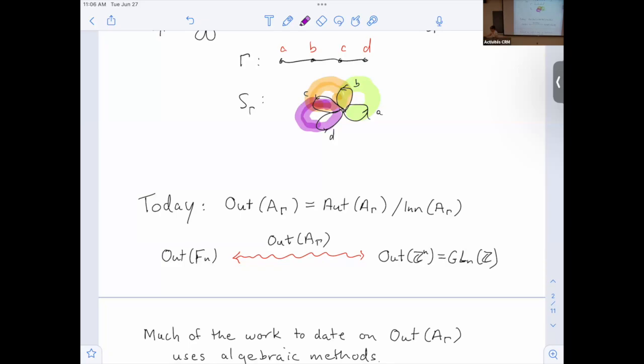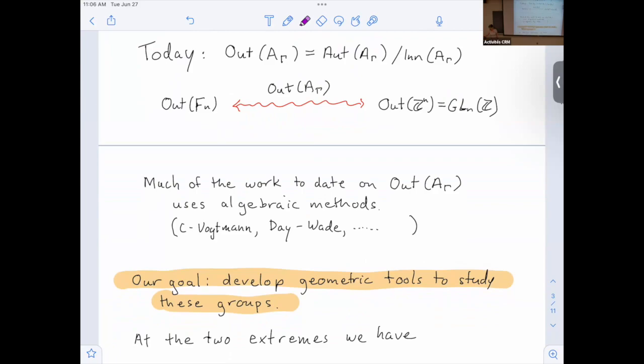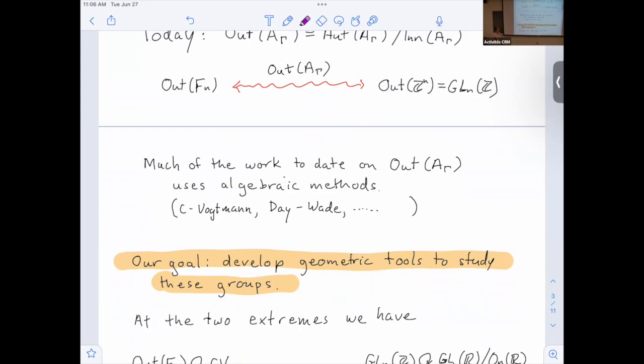I've been working on this off and on for a lot of years. Much of the work at the beginning was done using algebraic methods. We were able to show that certain subgroups were preserved and we got projections from Out of our original group onto Out of something smaller. And we showed that those projections satisfied the properties. It was all algebraic analysis, and we were able to prove a fair amount using these methods. I have several papers with Karen Vogtmann on this, and also Day and Wade did some beautiful work on this, and various other people.